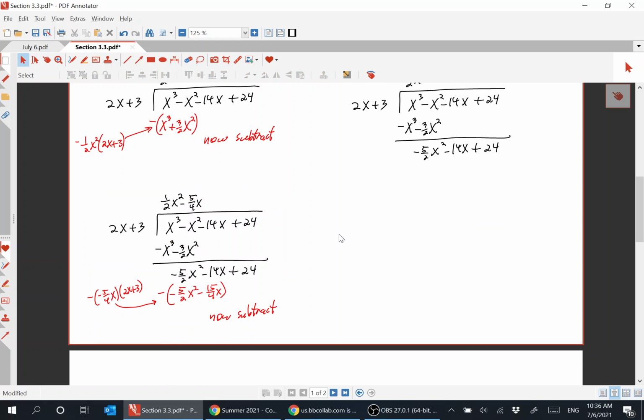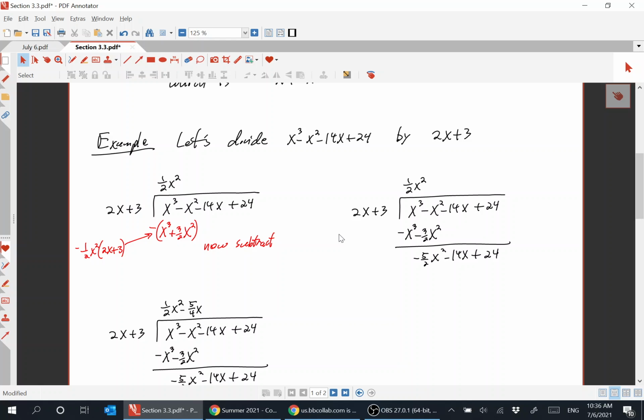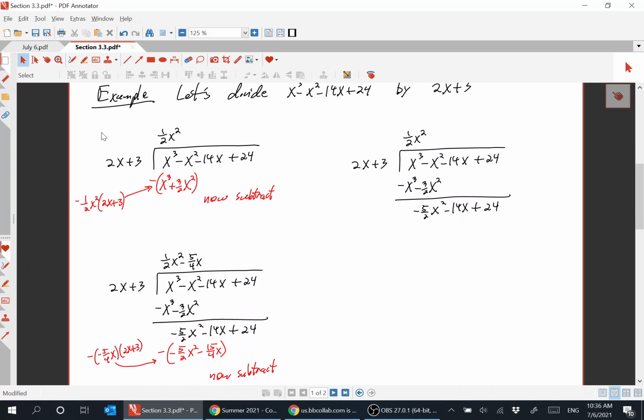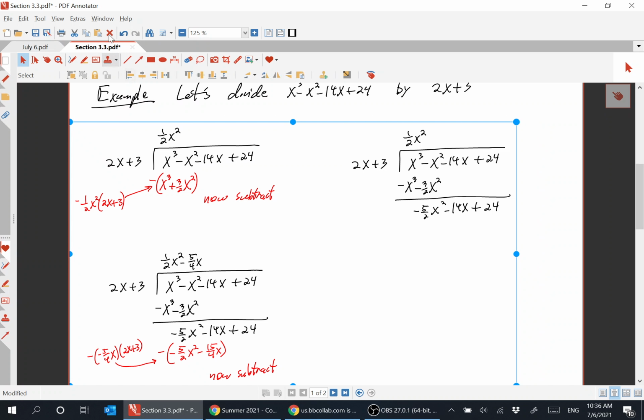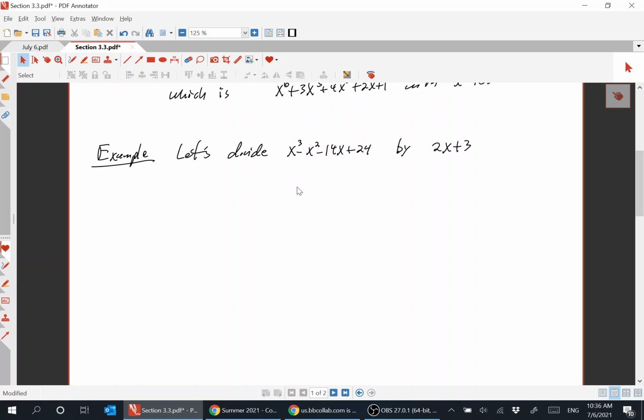Let me try a different example. This one, the fractions are getting a little out of hand here. Let's try a different example. Let's get rid of that 2 here. Let's just do x plus 3. So divide this by x plus 3. So again, set that bracket. X to the third minus x squared minus 14x plus 24. And x plus 3, put it right here.